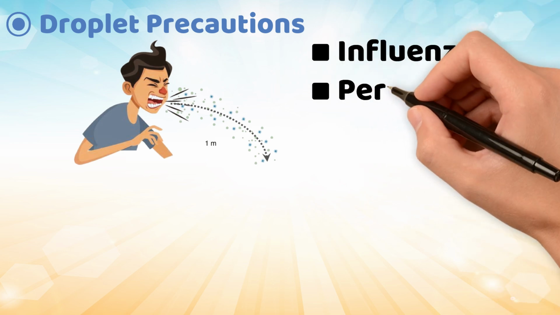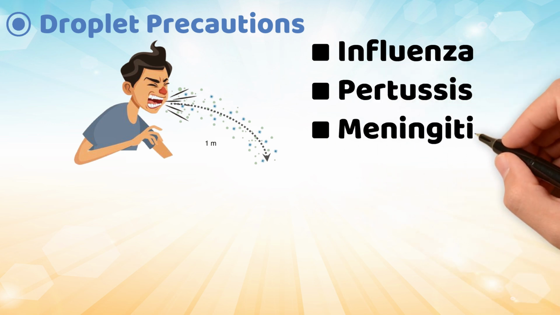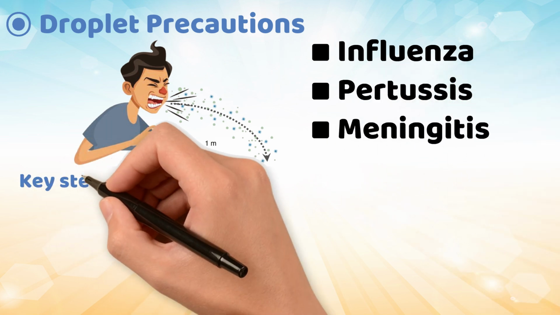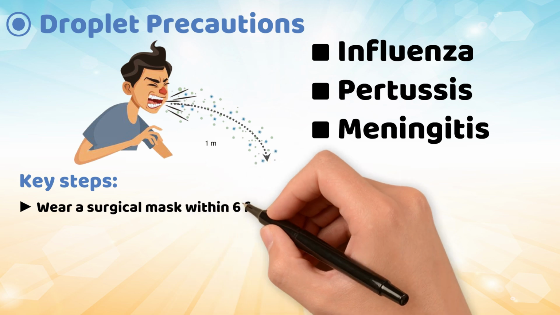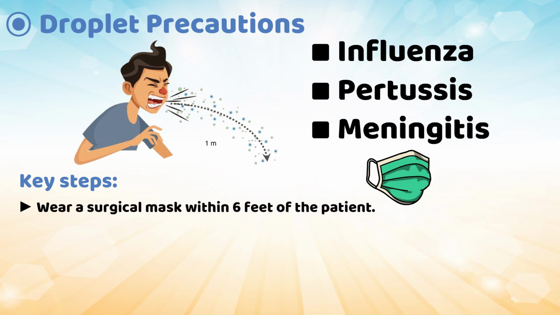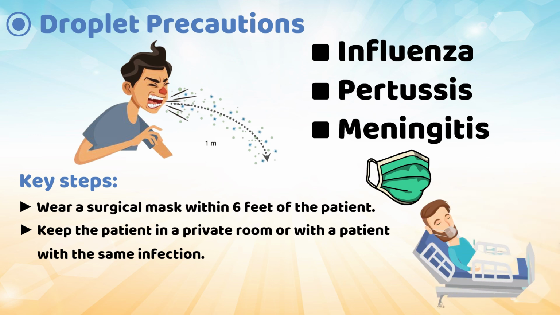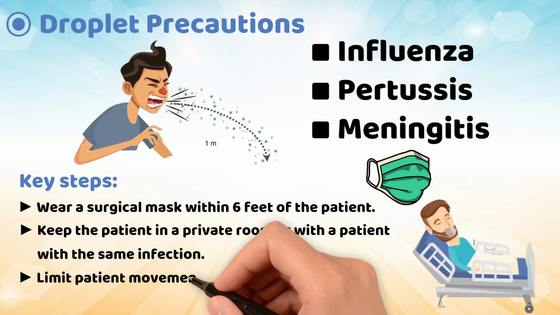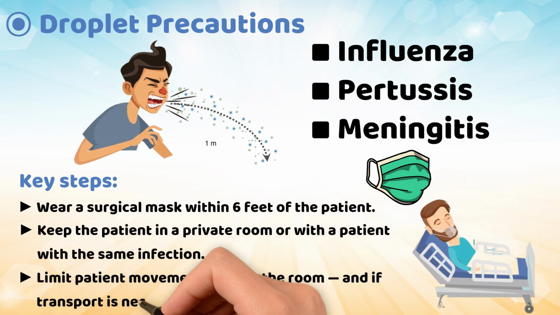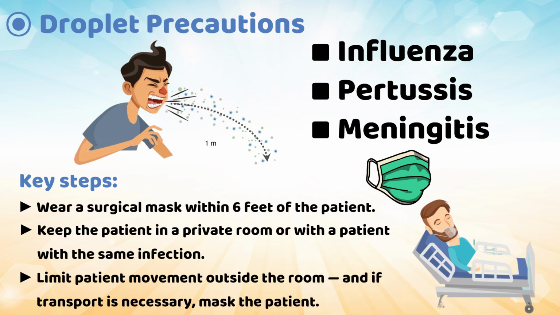Droplet precautions protect against infections spread by large respiratory droplets that travel up to 3 to 6 feet. Think influenza, pertussis, and meningitis. Key steps. Wear a surgical mask within 6 feet of the patient. Keep the patient in a private room or with a patient with the same infection. Limit patient movement outside the room, and if transport is necessary, mask the patient.